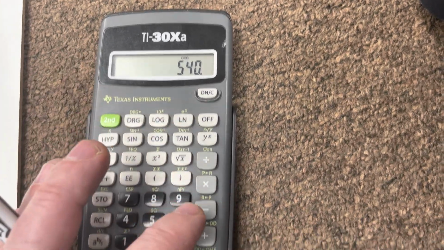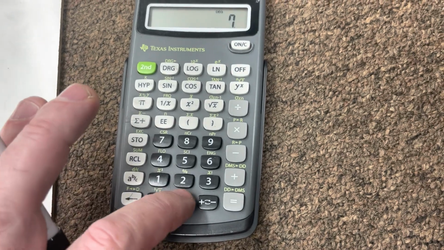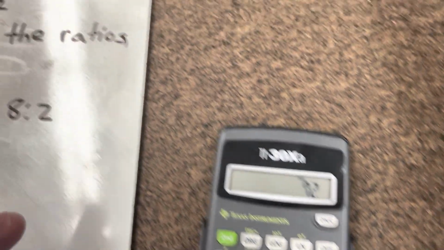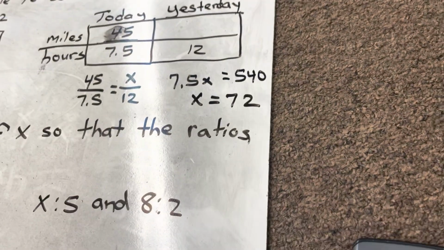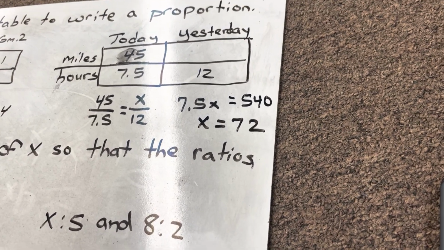So I already have the 540 in there. I'm going to punch in divide by 7.5. That's going to equal 72. It tells me that x equals 72. And then it went 72 miles in 12 hours yesterday.